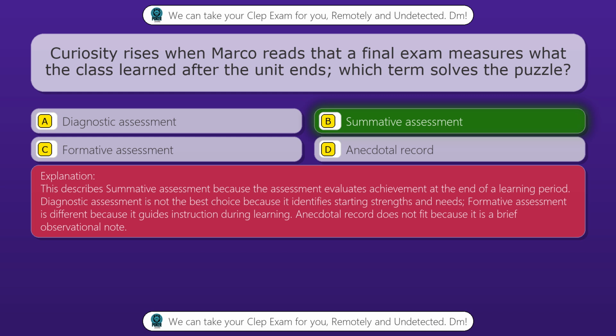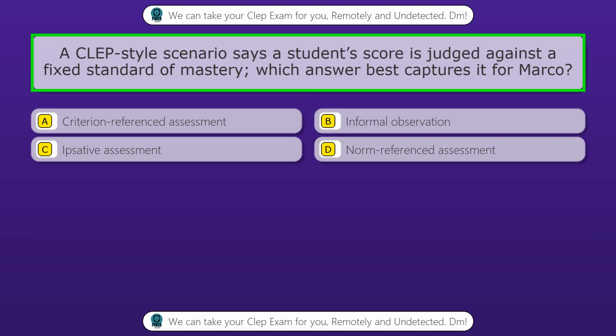This describes summative assessment because the assessment evaluates achievement at the end of a learning period. Diagnostic assessment is not the best choice because it identifies starting strengths and needs. Formative assessment is different because it guides instruction during learning. Anecdotal record does not fit because it is a brief observational note. Question 54.